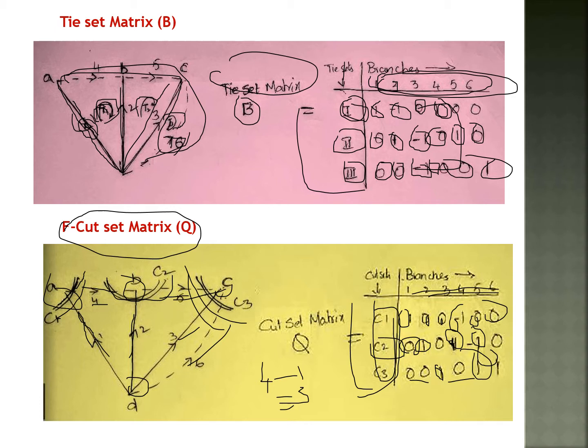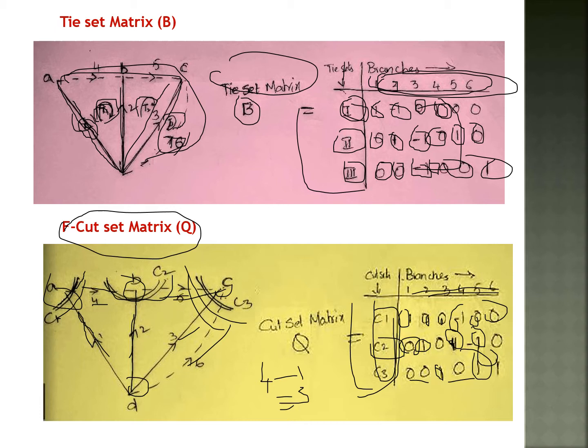Next, tie-set 2. Here in tie-set 2, branch 1 is not connected, and branch 2 is in the same direction, that is 1. Branch 3 is in the opposite direction, that is -1. Branch 4 is not connected. Branch 5 is in the same direction, and branch 6 is not connected. In the same way, tie-set 3: branches 1, 2, 4 and 5 are not connected. Branch 3 is in the opposite direction, and 6 is in the same direction as tie-set 3. So this is the way of calculating the tie-set matrix.